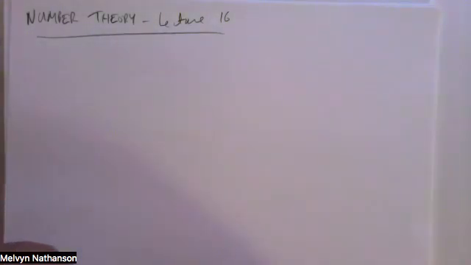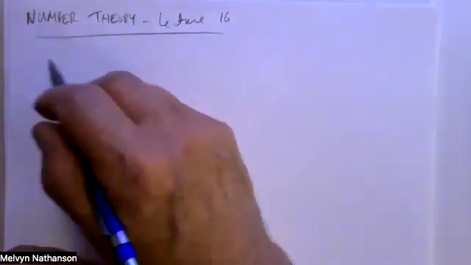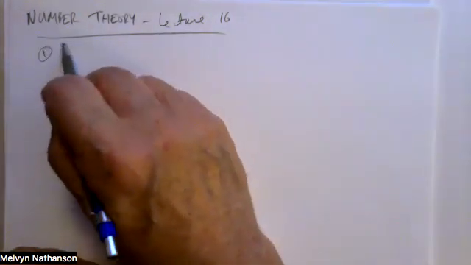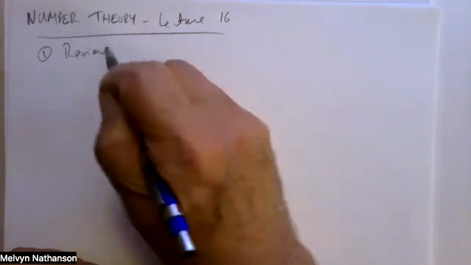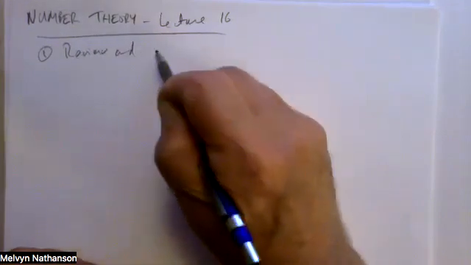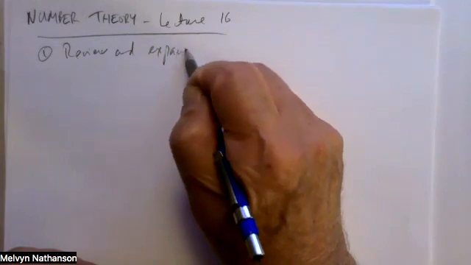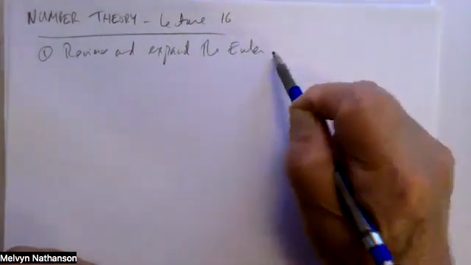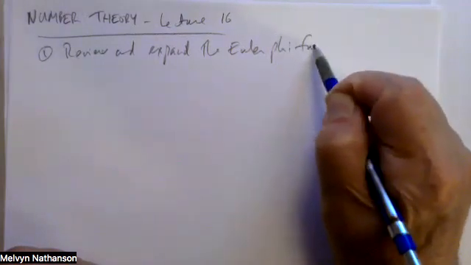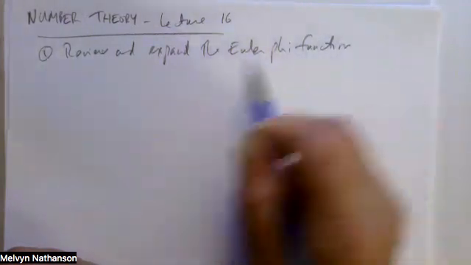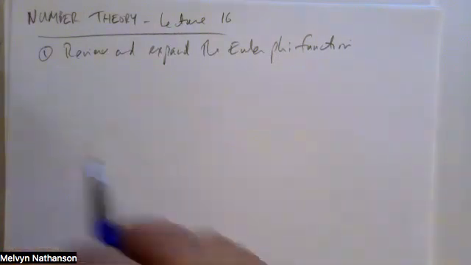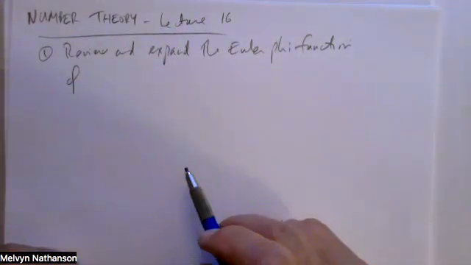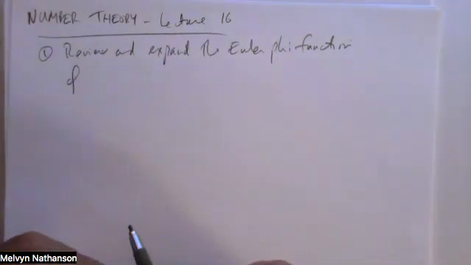So this is number theory, lecture 16. And the first thing I want to do is to review and expand what we know about the Euler phi function. And phi is a Greek letter, which looks like this.